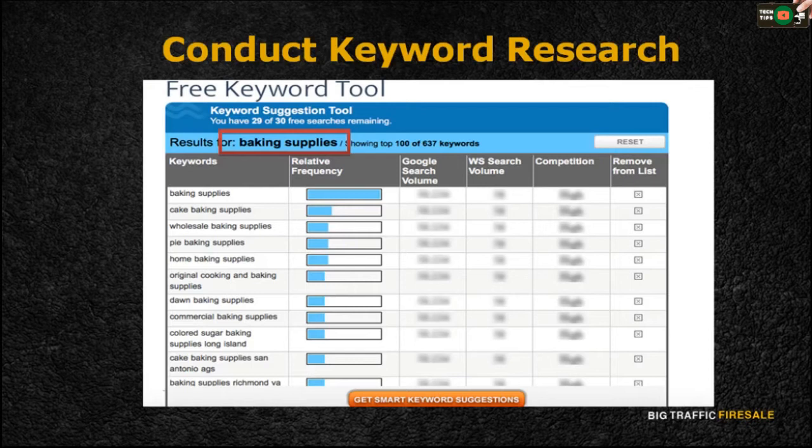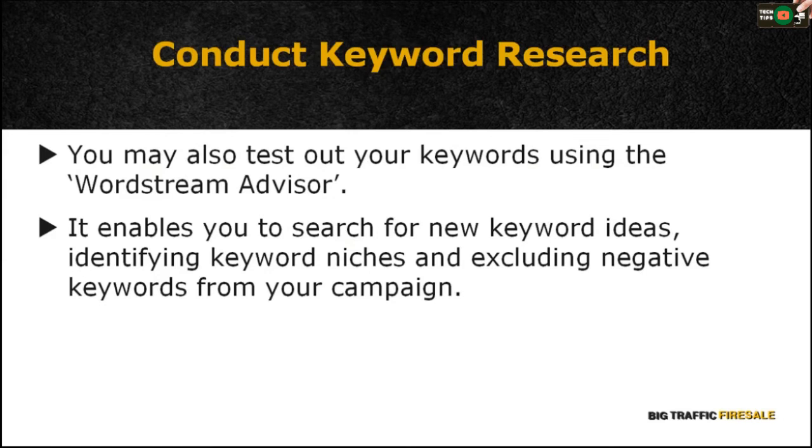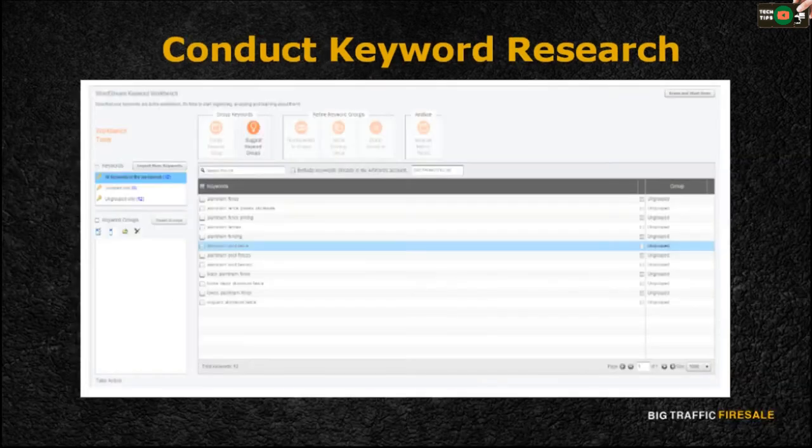You may also view the competitiveness of the keywords as well as the search volume using data from both Google and WordStream. On top of that, you may also test out your keywords by using the WordStream Advisor. It enables you to search for new keyword ideas, identifying the keyword niches, and most importantly, excluding negative keywords from your campaign. WordStream Advisor is WordStream's free keyword tool, PPC and social media advertising platform.